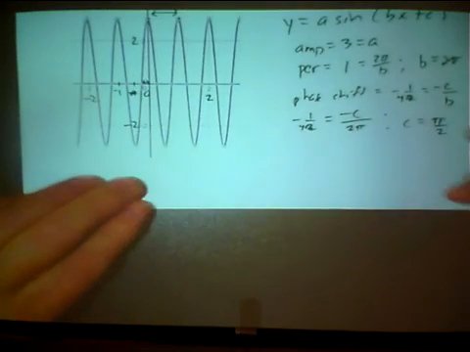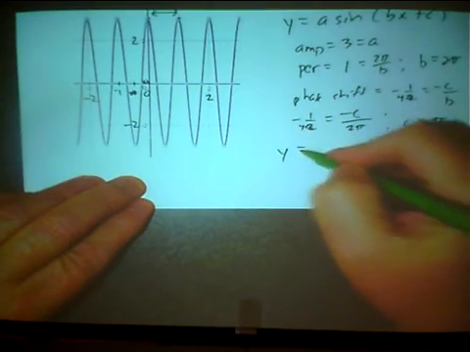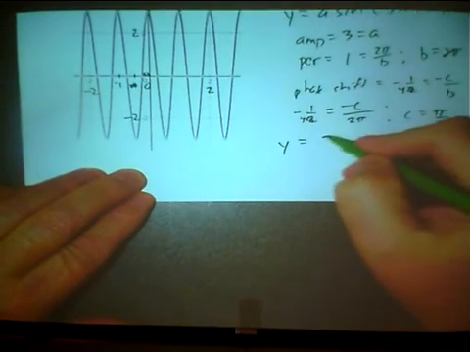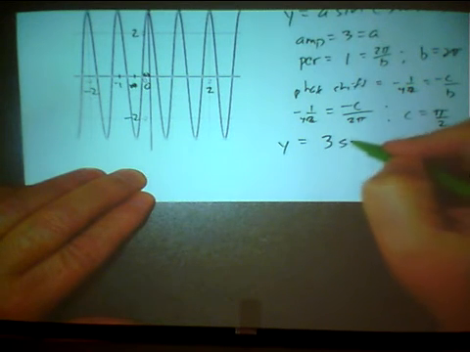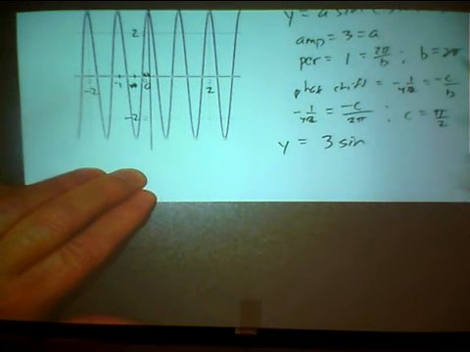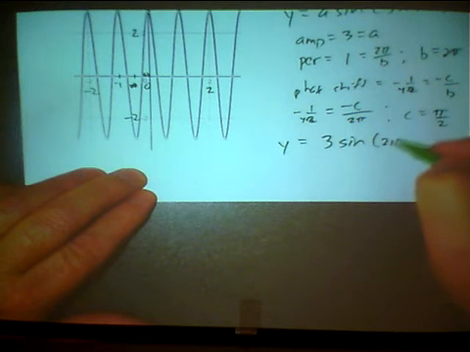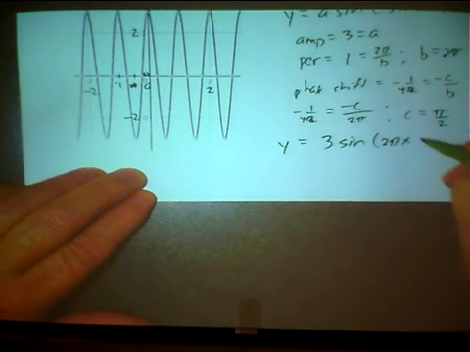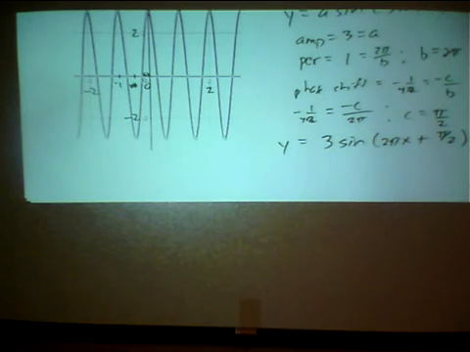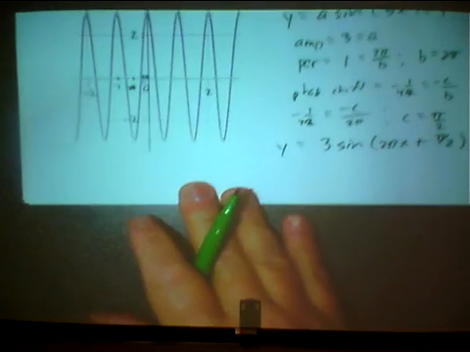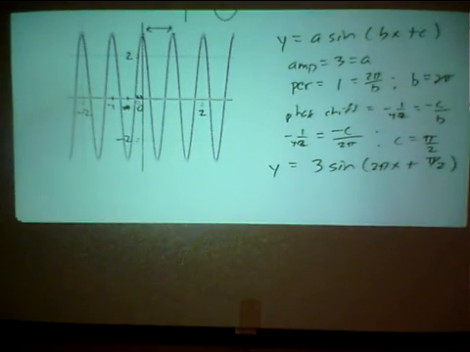So now, if I write out my equation, A is 3 sine, B is 2 pi, plus C, which is pi over 2. All right, bottom line is, sometimes figuring out these graphs are not too hard, but the phase shift is what can make it a little crazy.